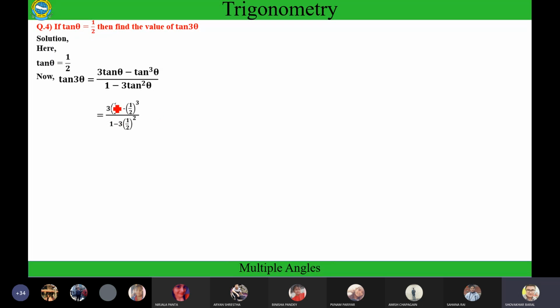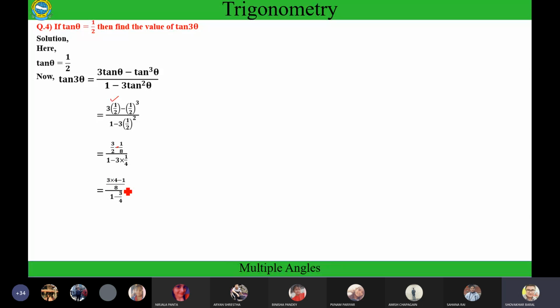So this is equal to 3 times 1 by 2 minus 1 by 2 cube, divided by 1 minus 3 times 1 by 2 whole square. We have got the value of tan theta here, so I am replacing it with 1 by 2. It will be 3 times 1 by 2 is 3 by 2, minus 1 by 8, and this is equal to 1 minus 3 times 1 by 4, since 1 square will be 1 and 2 square will be 4.